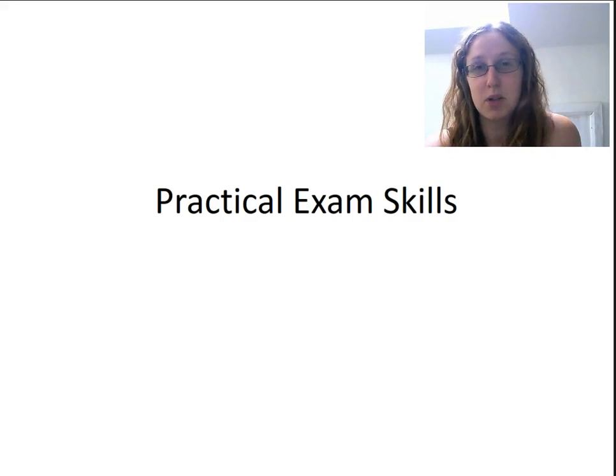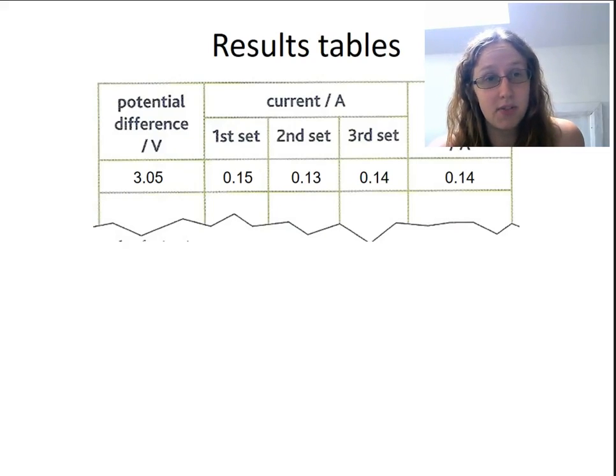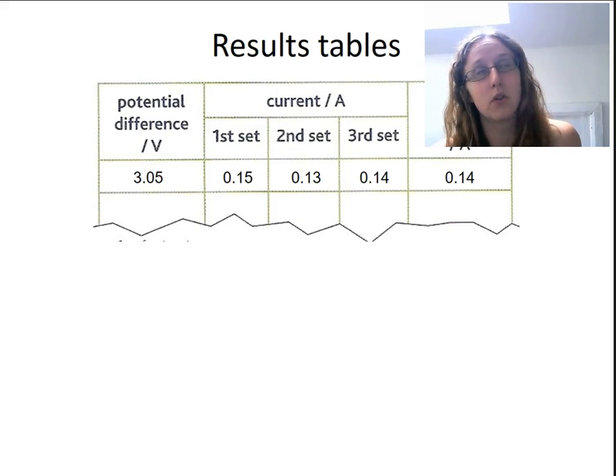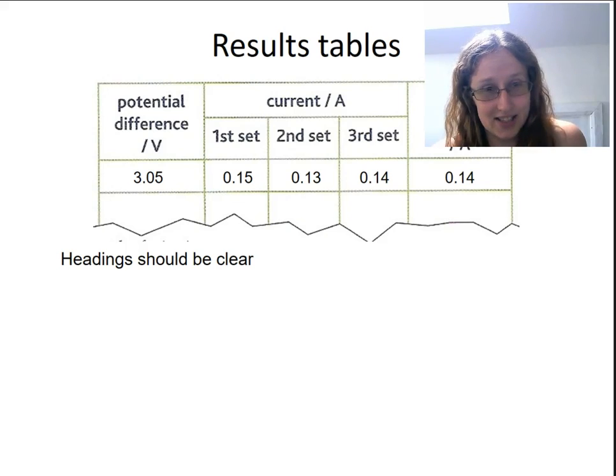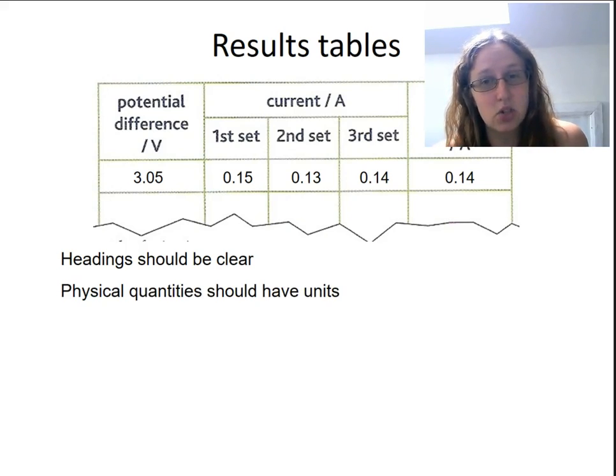So some of this you already know. So we'll start with results tables. In your exam, you can be asked to draw or complete results tables, and there are expectations on how these should be done. This is an example of quite a good one. The reason it's good is because it's got clear headings, so it tells you what the quantity is, and it shows you what the units are as well. So the units are separated from the quantities, and they should always be shown.